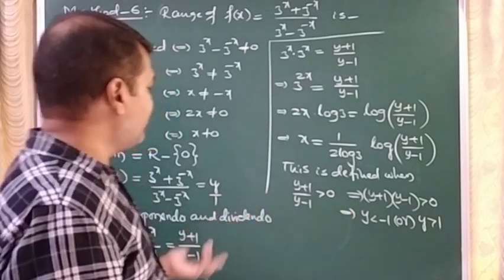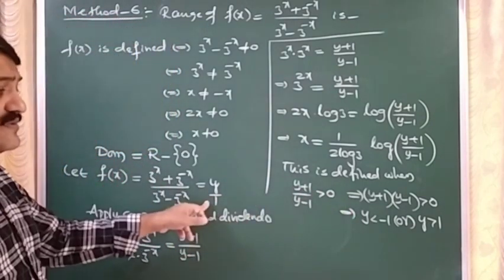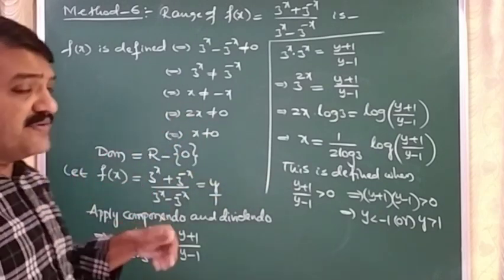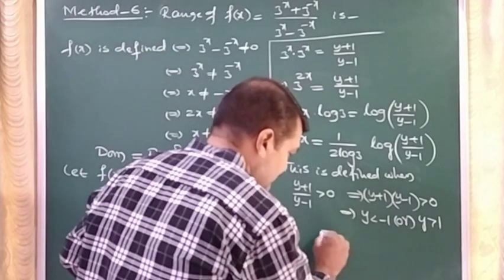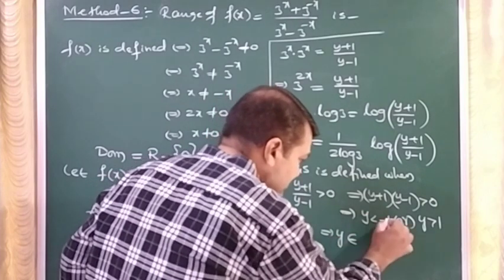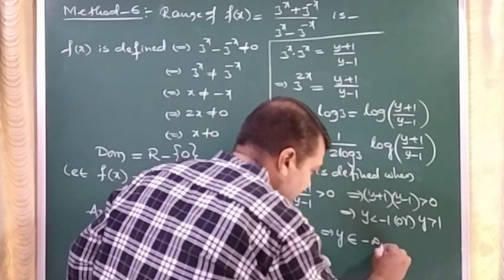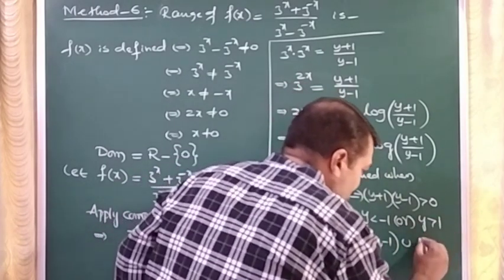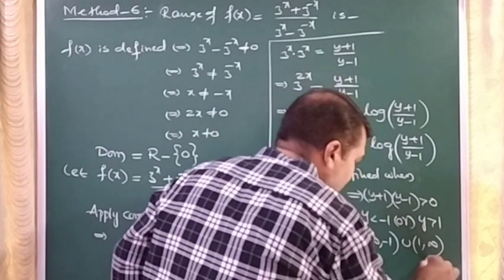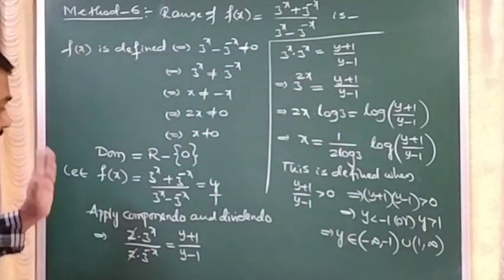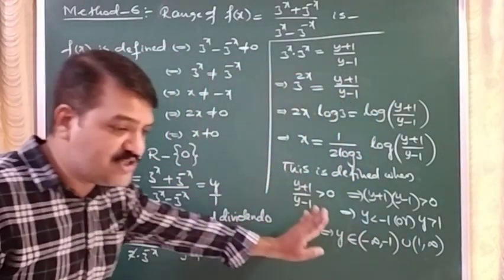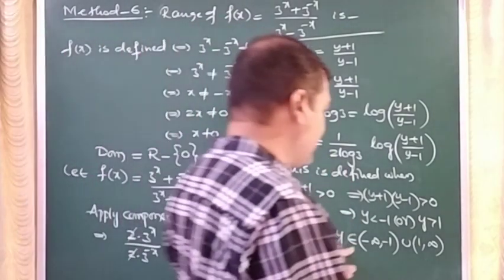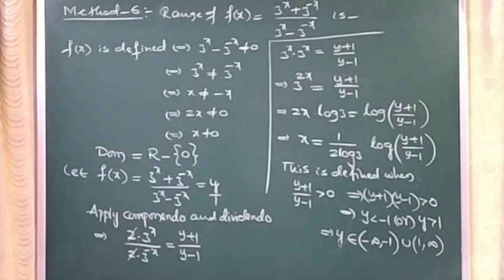Y is nothing but f of x. So the interval of y is nothing but the interval of f of x. Interval of f of x is only the range. So y is less than minus 1 means minus infinity to minus 1, union, y is more than 1 means 1 to infinity. This is the interval of y. That means interval of f of x, that means range of the function. Range of function is minus infinity to minus 1 union 1 to infinity.